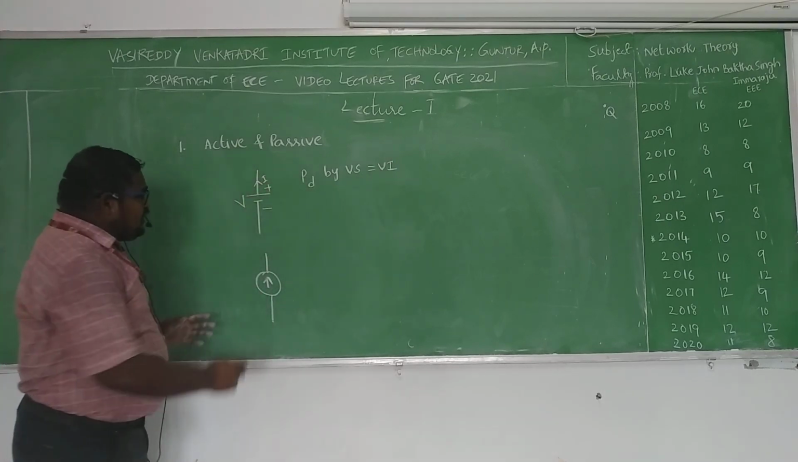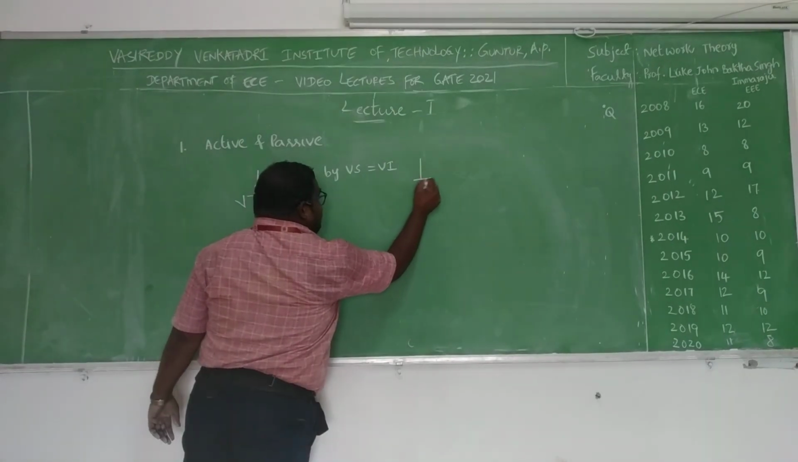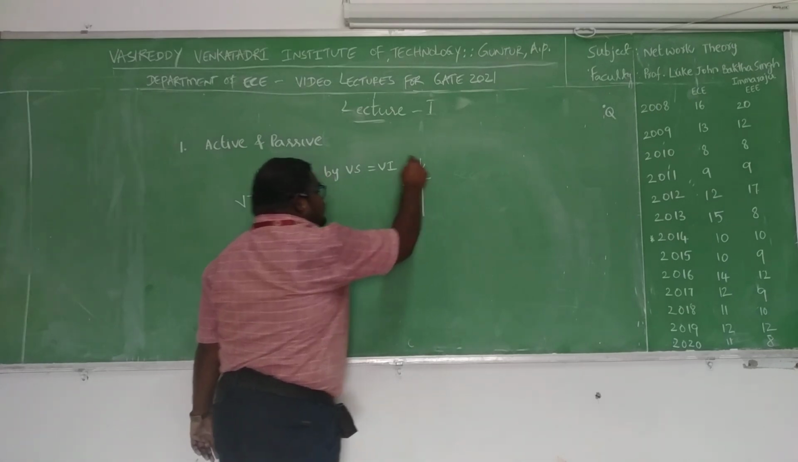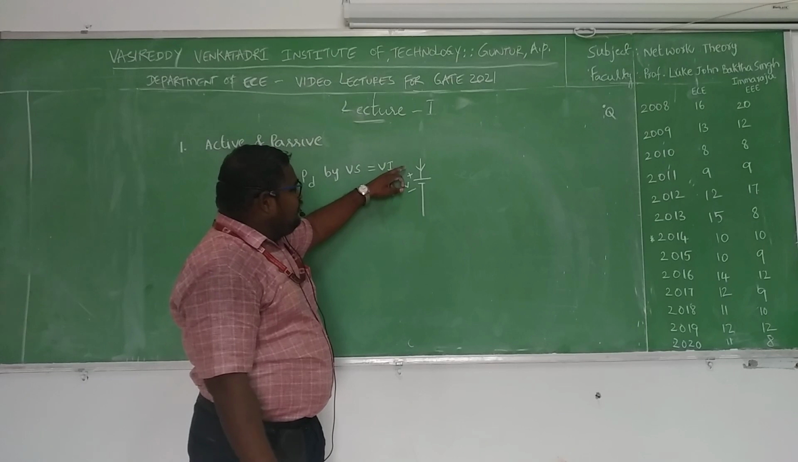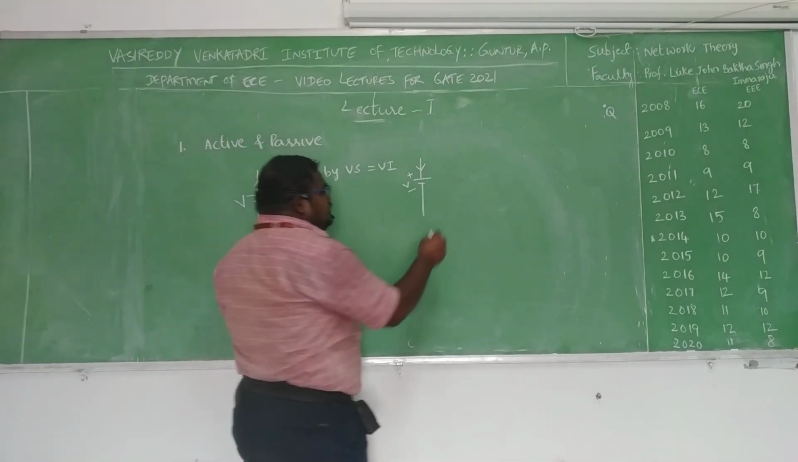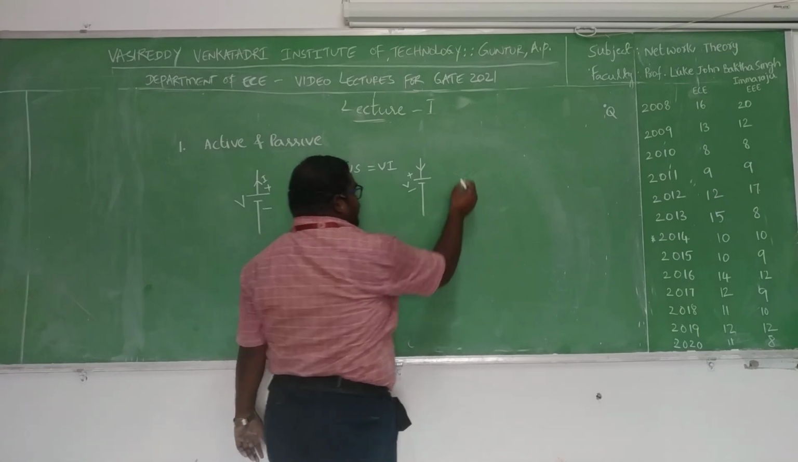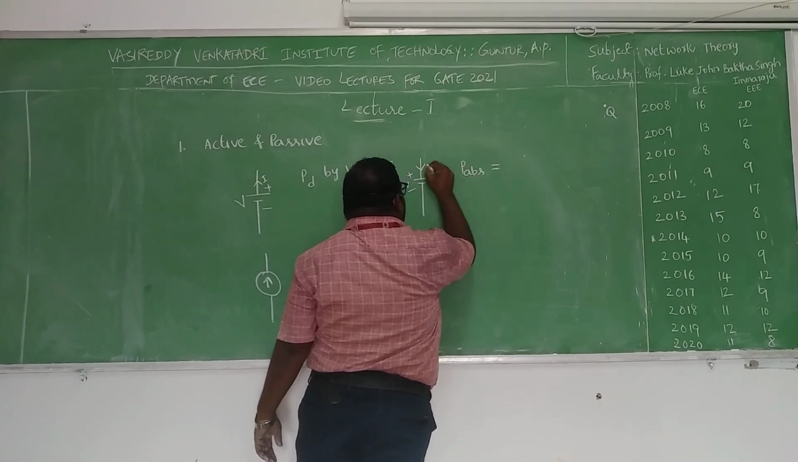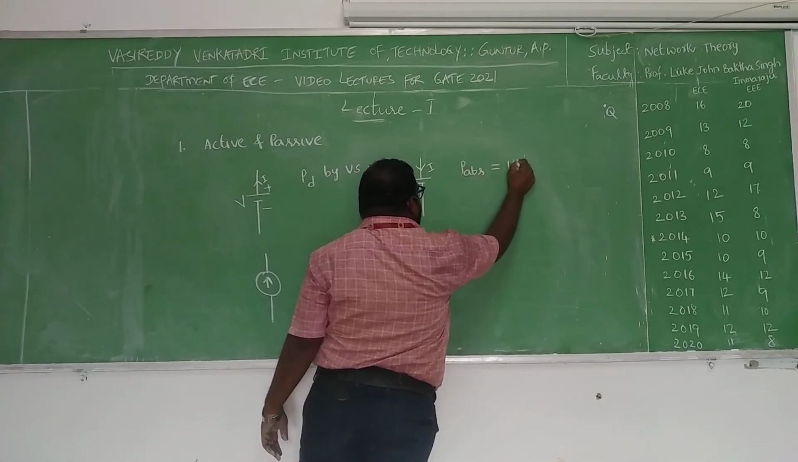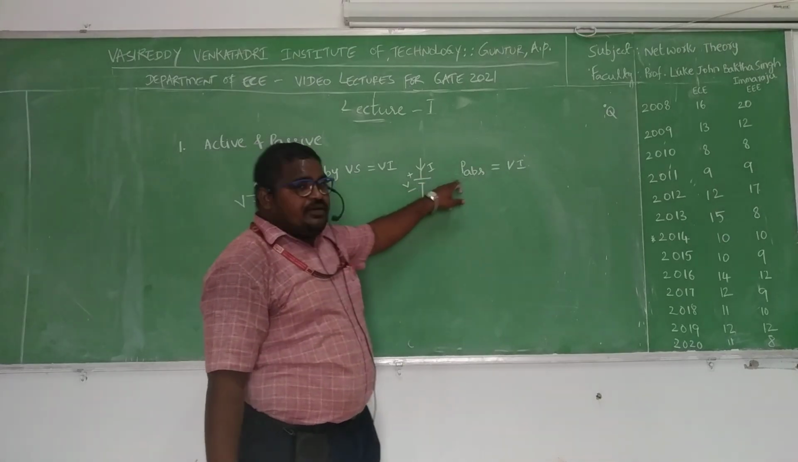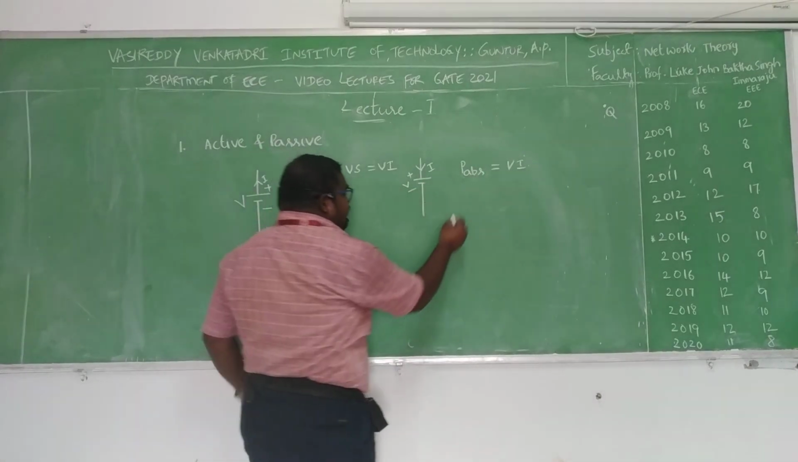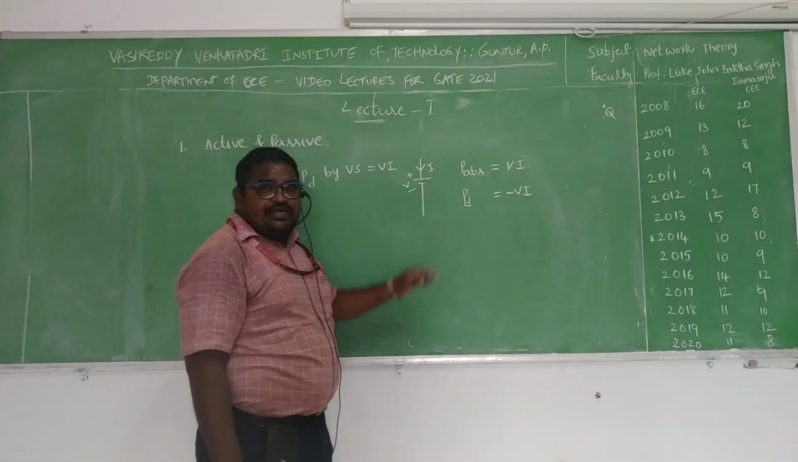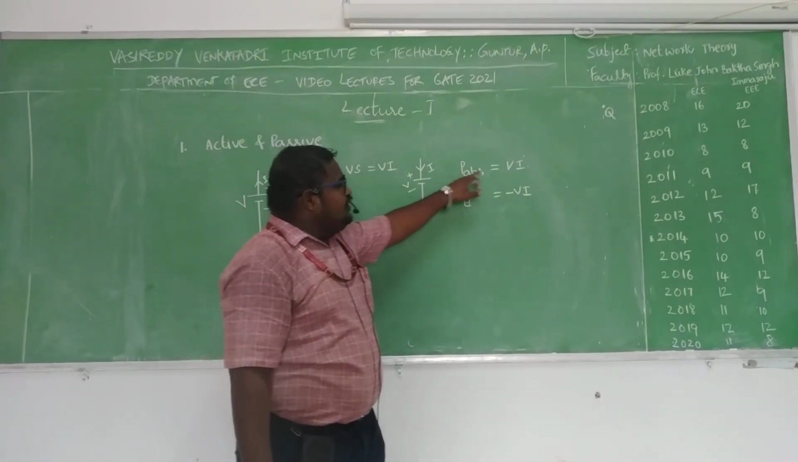Suppose the voltage source is like this, with value V, and the current flows into the voltage source. Then we say the voltage source is absorbing power, that is, power absorbed is equal to V into I. But what is power delivered? Power delivered is minus VI, but power absorbed is VI.